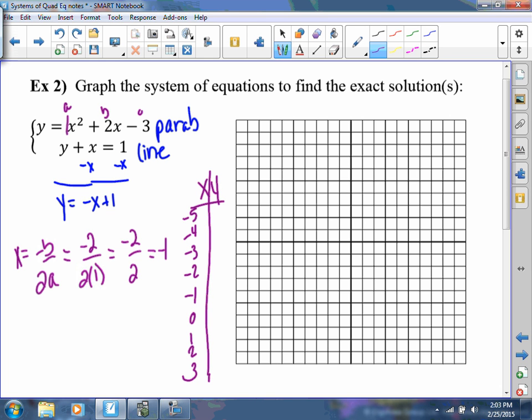All right, now I have to substitute each of these values in. So if I did the 3, I would have 3 squared, which is 9. And then 2 times 3 is 6. So 9 plus 6 is going to be 15 minus 3. That will be 12. Okay, so I need to take each one of these x values, substitute it into this equation, and these are the y values that I should get out.